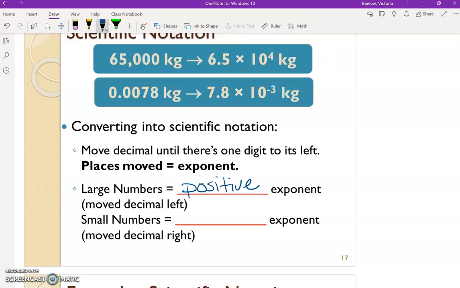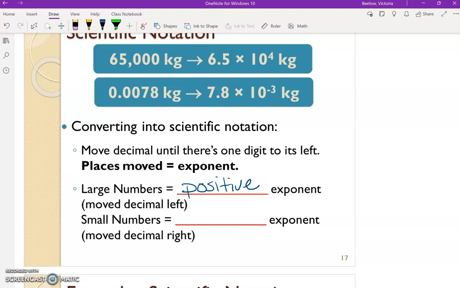And here's another example right here. So if I had 65,000 kilograms and I wanted to shorthand that, this is another way to write that number. It still means the same thing, okay? It's 6.5 times 10 to the 4th kilograms. These two are equivalent to each other. It's just a different way to write a number, so you're not writing out all those zeros.